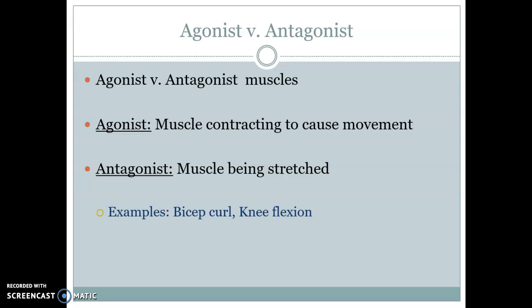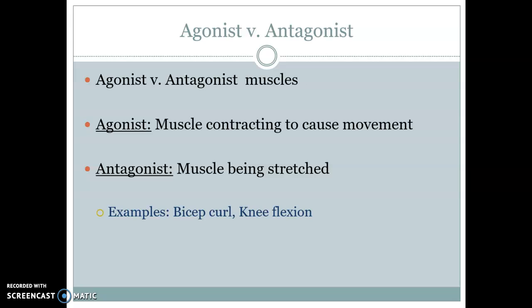So we'll use a bicep curl as an example for this. When we are performing a bicep curl, whether it's with weight or without, say we have a 5-pound weight in our hand, we're performing a bicep curl. Our agonist muscle is the bicep because it's the one that's contracting and it's shortening to cause that contraction.